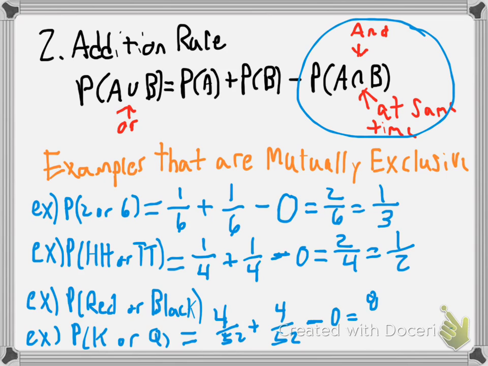And we get 8 out of 52, which you can reduce to 4 out of 26, which can be reduced to 2 out of 13. You can give that answer as a decimal.